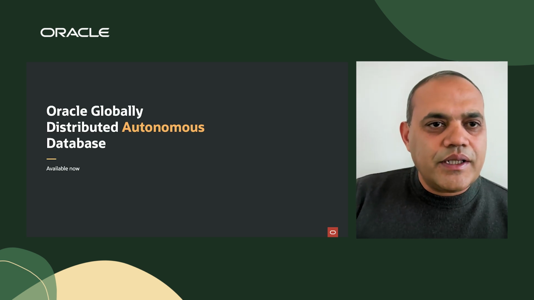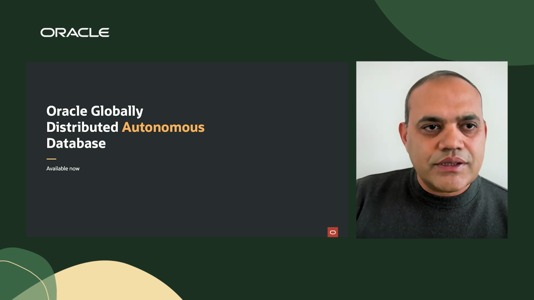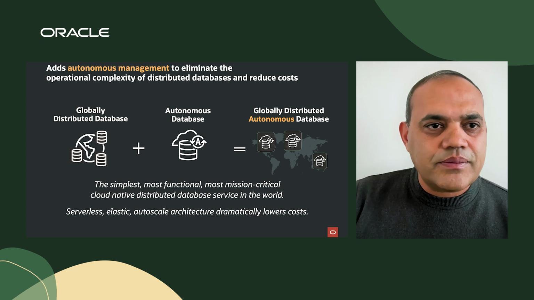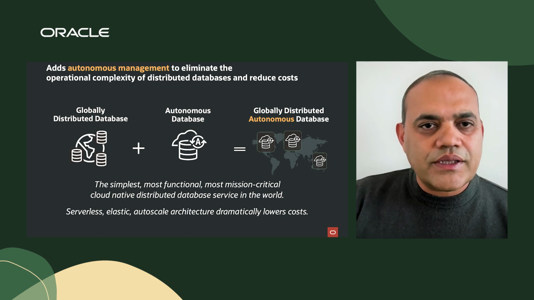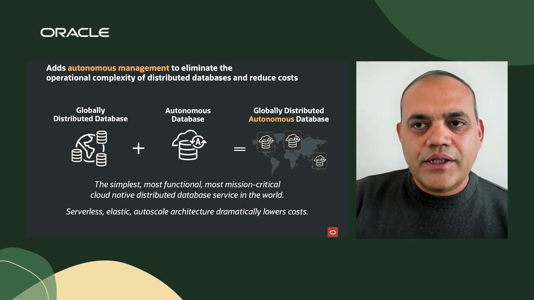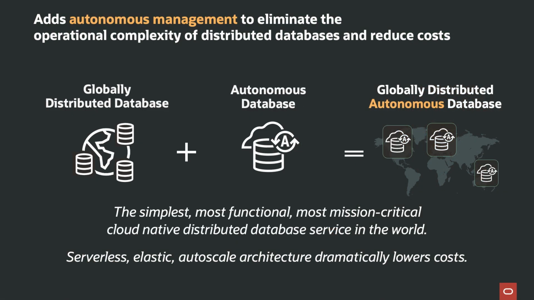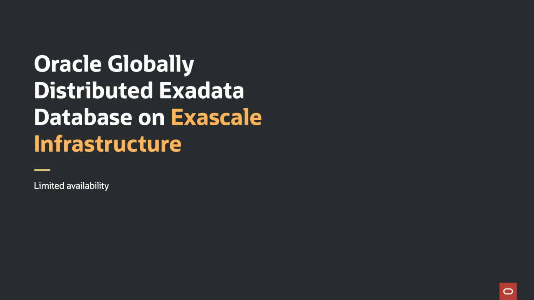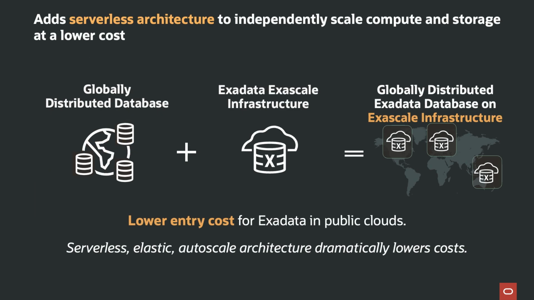Oracle's globally distributed database is available as an autonomous service that adds autonomous management to eliminate the operational complexity of a distributed database and reduces cost. Oracle Globally Distributed Autonomous Database enables a serverless elastic autoscaling architecture that dramatically lowers the cost. Oracle Globally Distributed Database is also available on Exascale infrastructure. It adds serverless architecture to independently scale compute and storage at a lower cost.